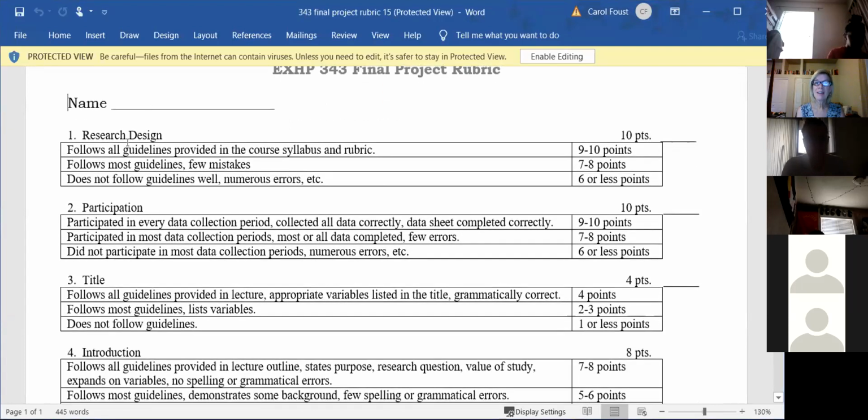So I'm going to look at your design. If you have a very simplistic design, you'll probably get 7 to 8 points. If you have something a little more complicated, you might get 9 to 10 points. For instance, if you just do a correlation and don't do the regression and the regression equation, you would get probably 7 or 8 points. But if you did the correlation and the regression, you would get more points. If you do two t-tests, you would get more points than just doing one simple t-test. Or if you did an ANOVA, you would get more points.